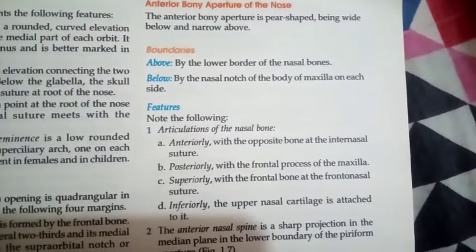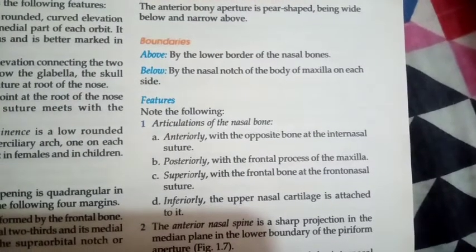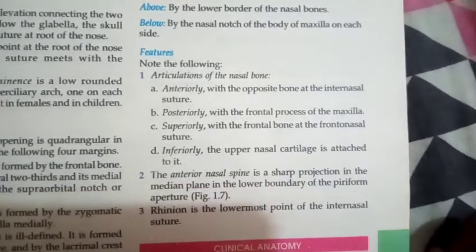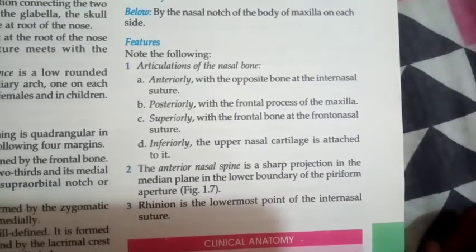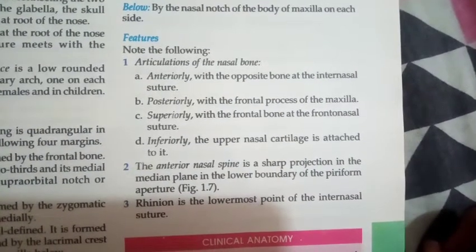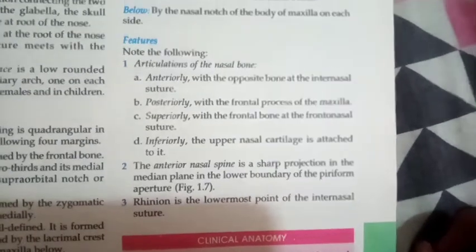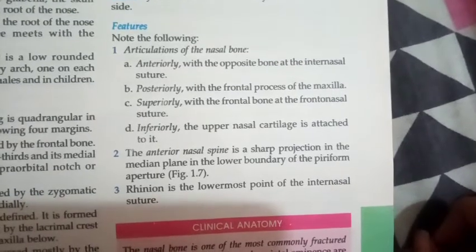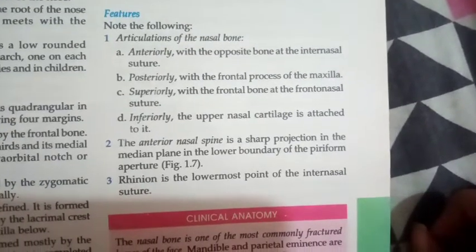It is bounded above by the lower border of the nasal bones, and below by the nasal notch of the maxilla on each side. Features are given below. Articulations of the nasal bone are: anteriorly with the opposite bone at the internasal suture, posteriorly with the frontal process of the maxilla, superiorly with the frontal bone at the frontonasal suture, and inferiorly with the upper nasal cartilage.